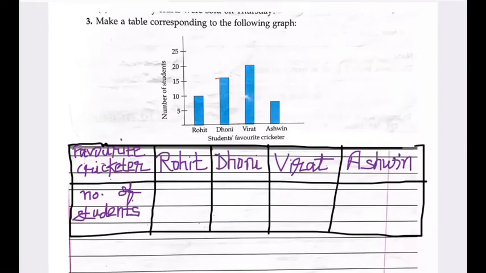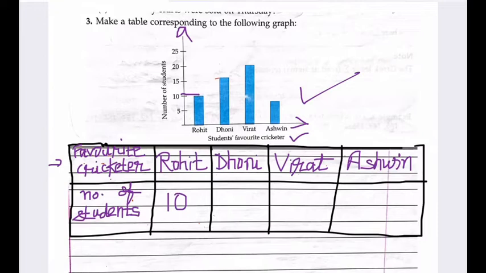Now is question number 3. Make a table corresponding to the following graph. आपको ये ग्राफ दिया हुआ है और इसके अकॉर्डिंग आपको बनाना है टेबल. So इसमें हमारे पास x एक्सिस पर दिया हुआ है students' favorite cricketer, so we have written that here, and on the y-axis they have given us the number of students. स्टूडेंट्स का फेवरेट क्रिकेटर जो है वो कितने स्टूडेंट्स को कौन सा क्रिकेटर पसंद है. लाइक रोहित जो है वो कितने स्टूडेंट्स को पसंद है? अराउंड 10 को. 10 स्टूडेंट्स को रोहित पसंद है यहाँ पर.